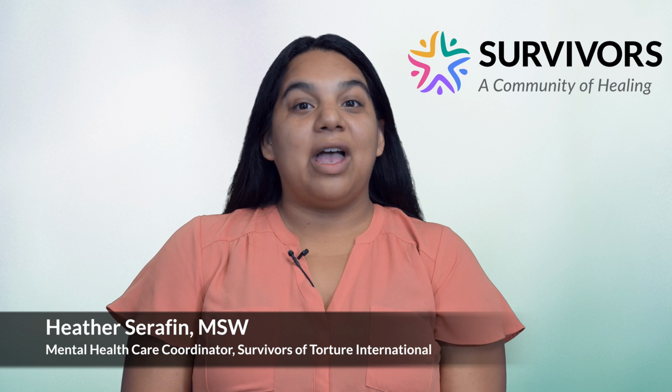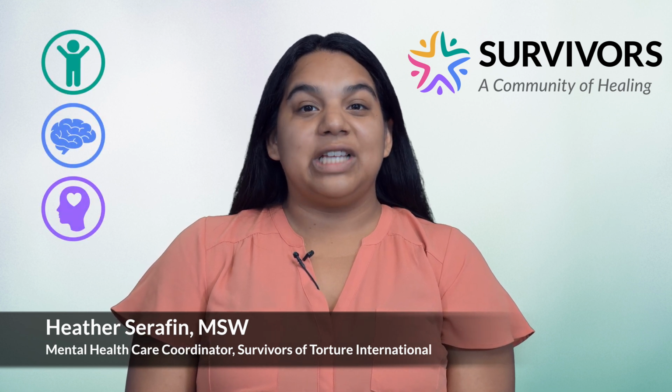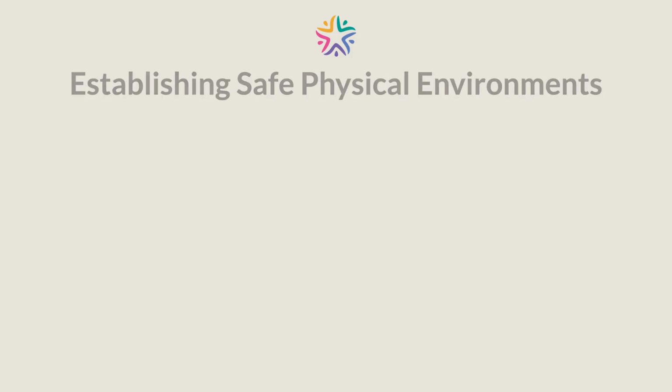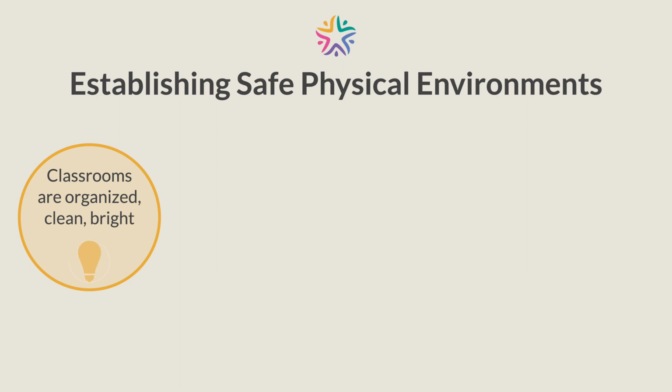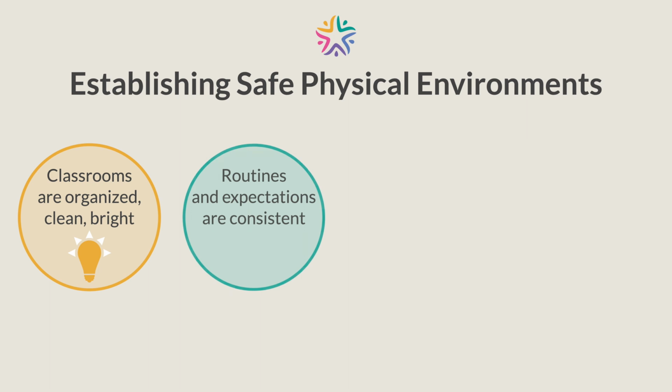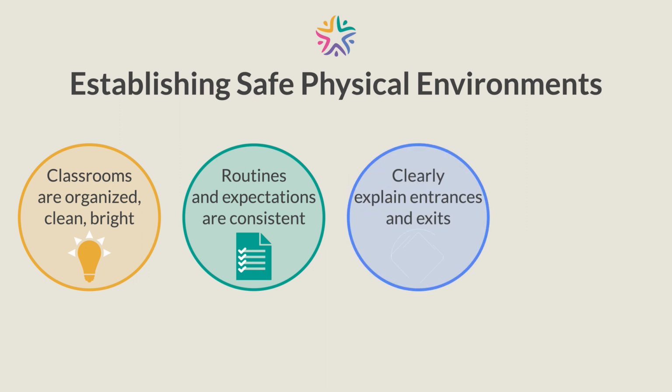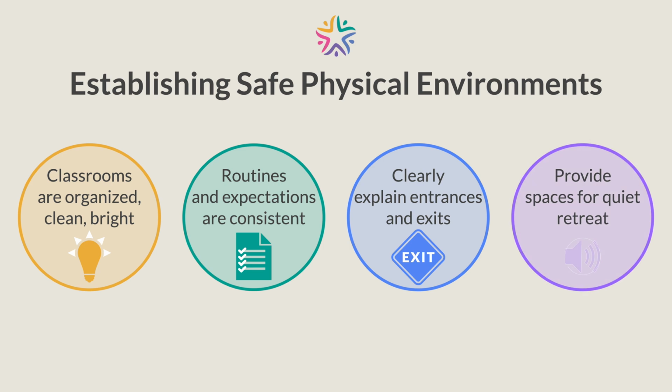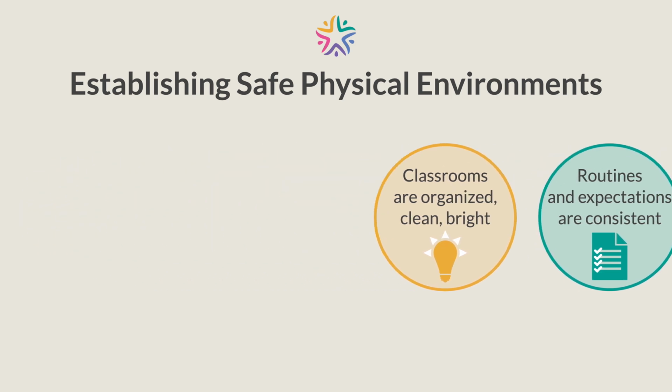So, how can we create physical, psychological, and emotional safety in the classroom? Teachers can establish a safe physical environment by ensuring the classrooms are well organized, clean, bright, and predictable. Having clear routines and consistent expectations to provide stability and reassurance. Clearly explaining and displaying the entrances and exits to the classroom. Providing designated spaces for activities and a quiet space to retreat as needed.